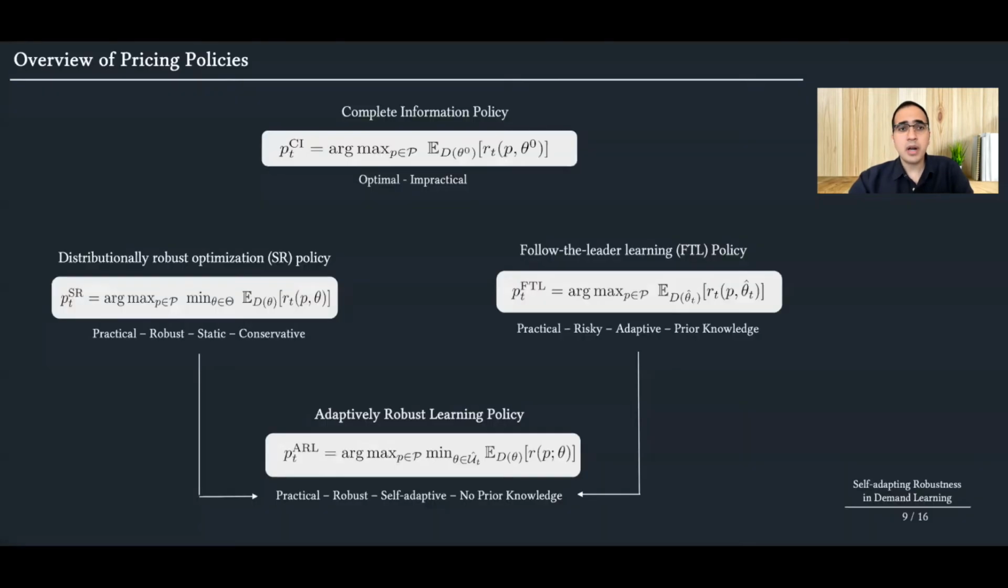Now, let me summarize the policies that we discussed and then compare the numerical performance of these policies. We discussed the complete information policy, where this policy is optimal, but it is impractical. We discussed SR: it is practical, robust, static, and conservative. We discussed the FTL policy, where FTL is practical, it can be risky, but it adapts to data, and it requires prior knowledge. The ARL policy, which we described in the last few slides, is practical, robust, self-adapts to data, and doesn't need prior knowledge.